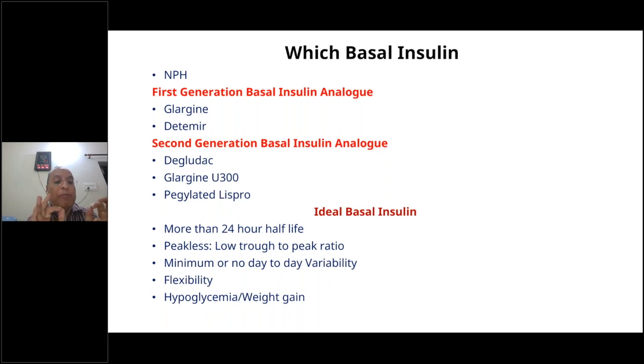It should be truly peakless with a low trough to peak ratio, and minimum or no day-to-day variability, because now we are talking of glycemic variability and flexibility. Because of its long half-life, it should give flexibility to the patient and should have minimum risk of hypoglycemia and weight gain.